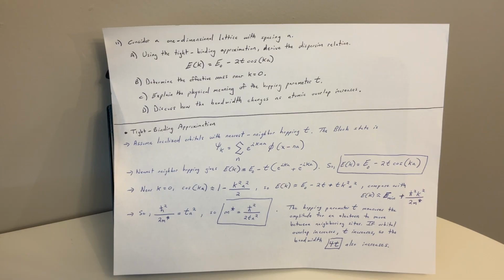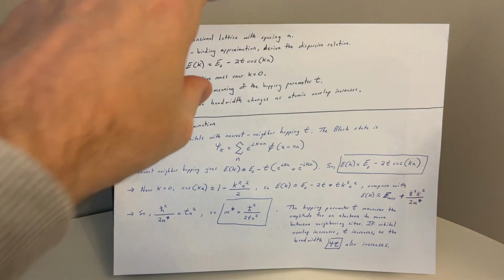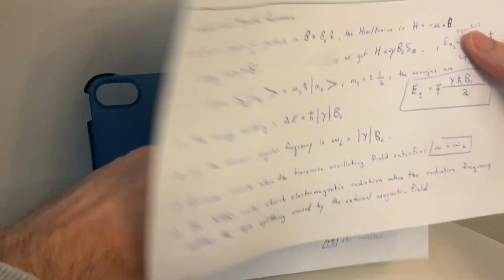And rounding this up for 11, the hopping parameter t measures the amplitude for an electron to move between neighboring sites. If orbital overlap increases, t increases, so the bandwidth also increases. Okay, so that takes care of number 11. Moving along to number 12.